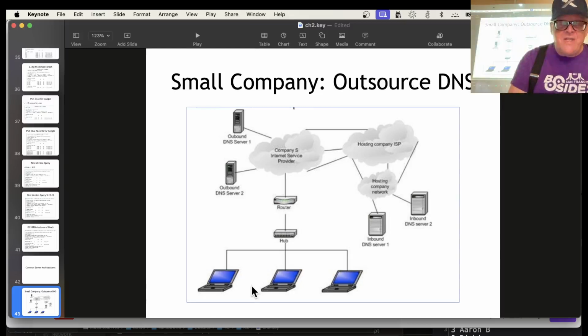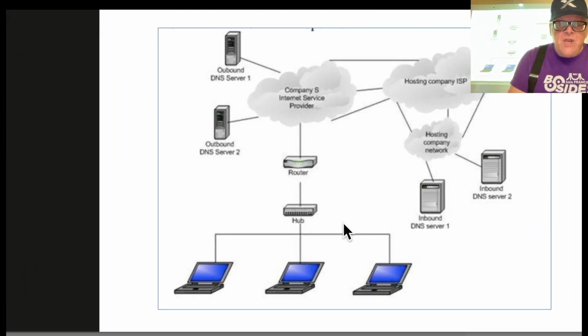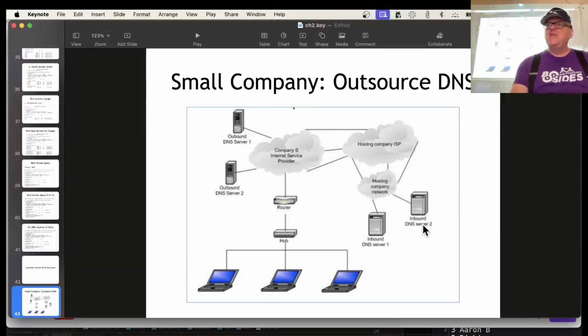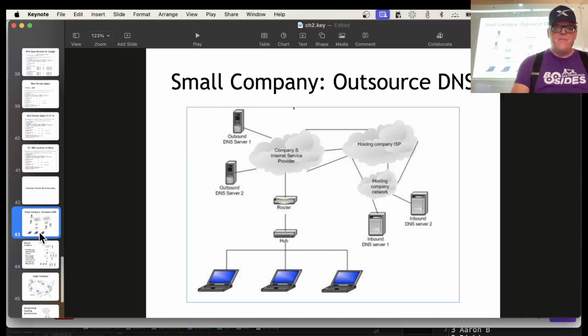Get some cloud service to handle it. So you have your machines, and you have a hub and a router, and you have an internet service provider, and that has outbound DNS servers, and that's what your clients use to reach the internet. But for your servers that you're running, you just use some other company. There's a bunch of companies that provide DNS service, and Cloudflare is one of them.